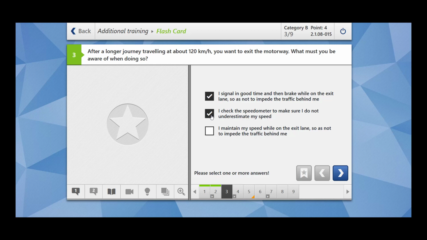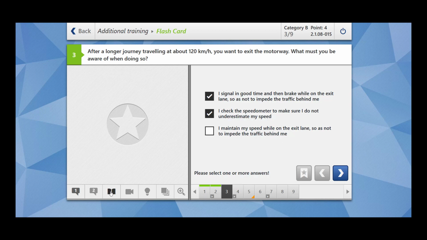But when you are on the exit lane, you have to check your speedometer to make sure that you are not overspeeding. You have to check the speed so that it's safe for you to exit the autobahn. "I maintain my speed while on the exit lane so as not to impede the traffic behind me." No. Whenever you are on the exit lane, it is safe to reduce your speed.